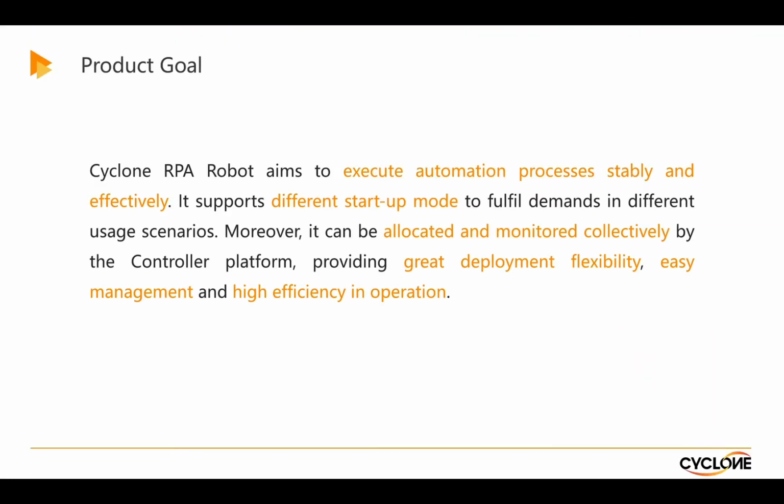First and foremost, Cyclone RPA Robot aims to execute automation processes stably and effectively. It also provides support of different startup modes to fulfill customers' demands in different usage scenarios. Moreover, it can be allocated and monitored collectively by the Cyclone RPA controller platform, providing great deployment flexibility, easy management, and high efficiency in operation.